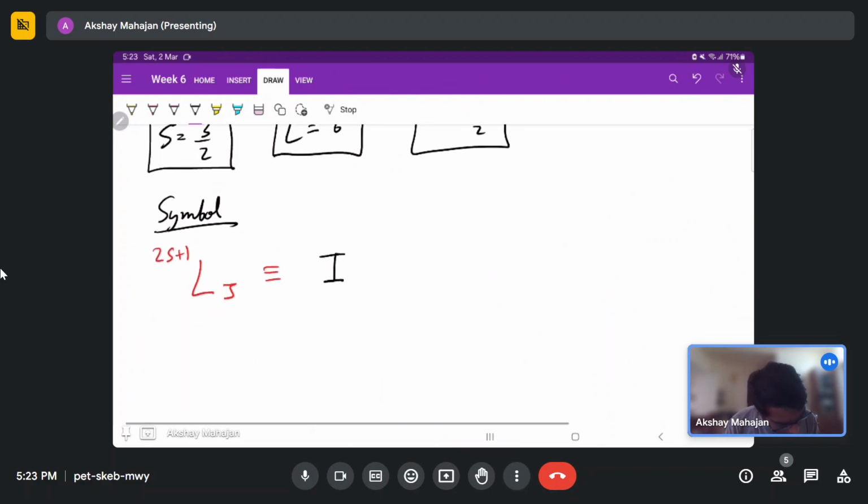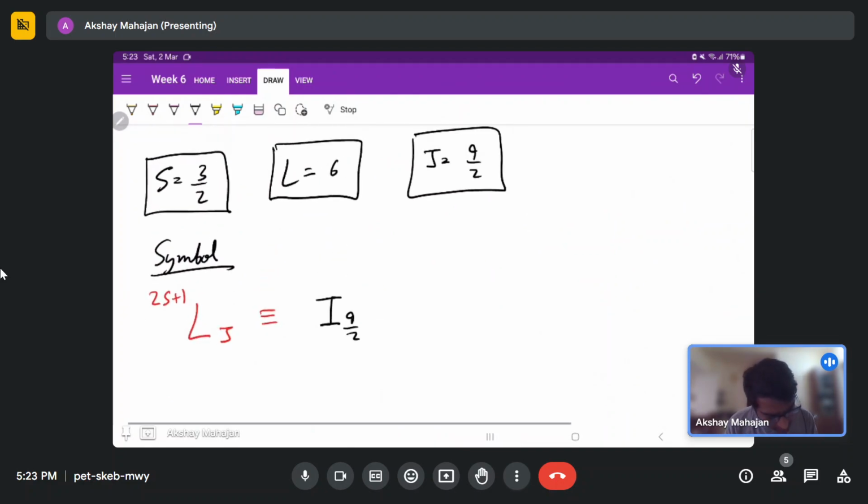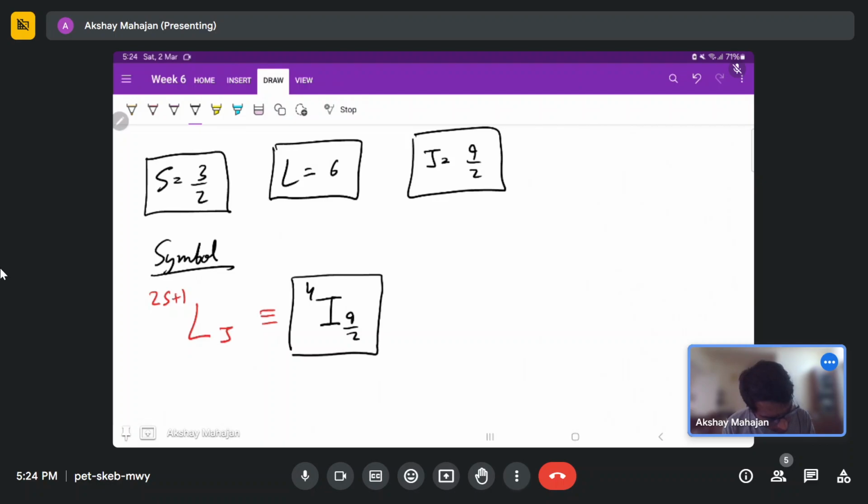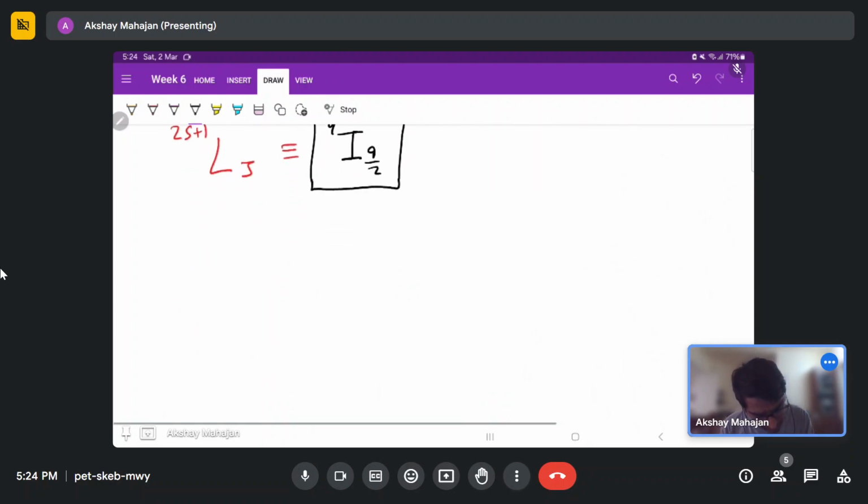J is given 9 by 2. And 2S+1 will be 2 times 3 by 2, which is 3, plus 1 is 4. So this will be our symbol, 4I 9 by 2. Okay. Let's go to the C part.